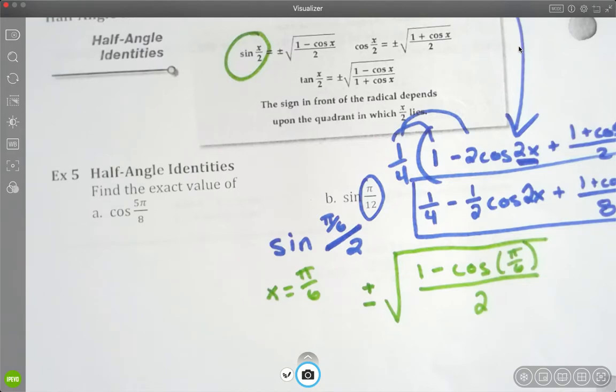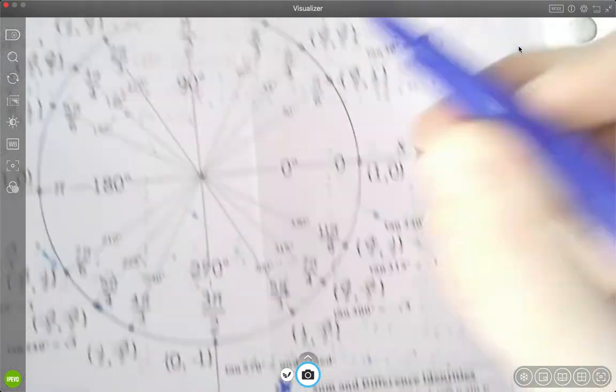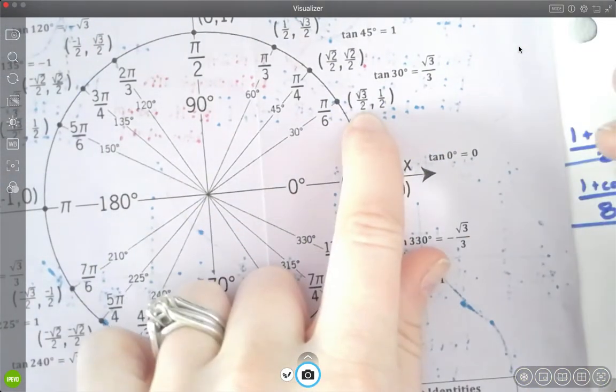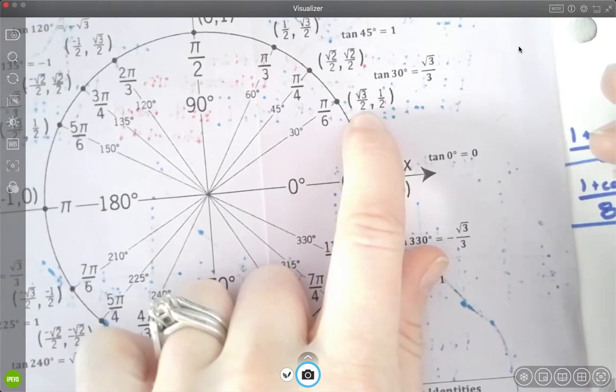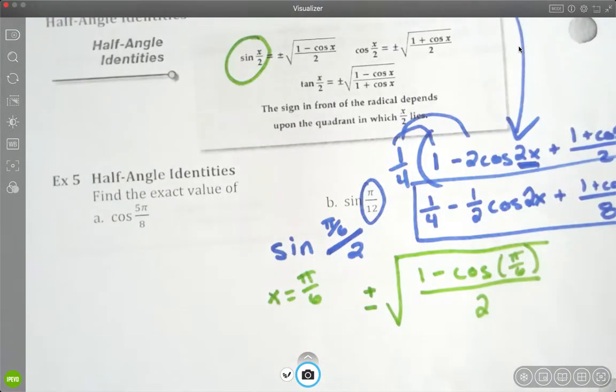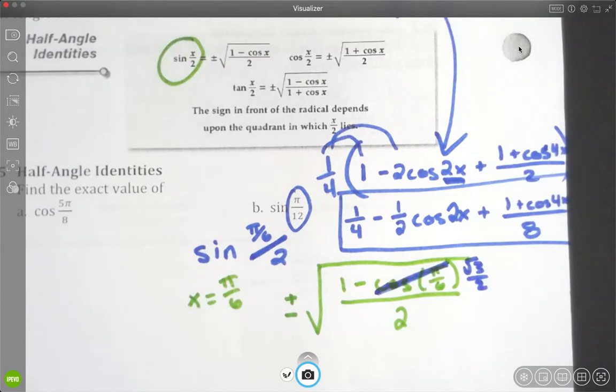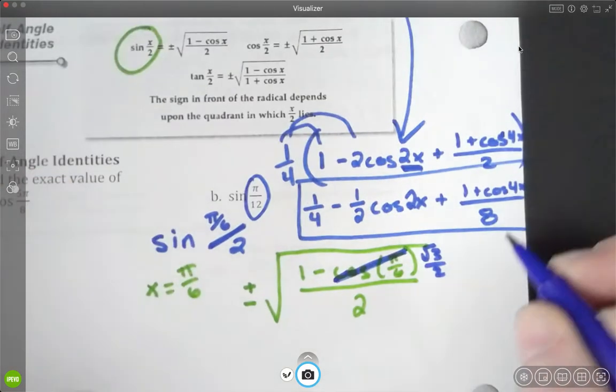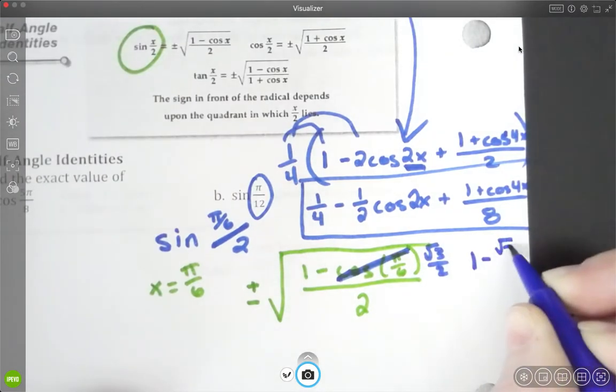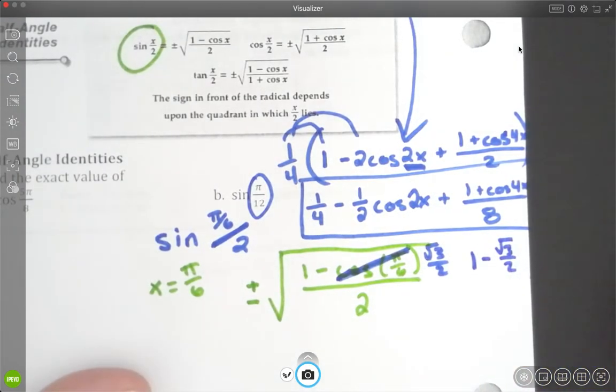Now, in this formula, I can figure out what cosine of pi over 6 is. Go to your unit circle. Pi over 6 is here. Cosine is square root of 3 over 2. So this thing gets knocked out, and this is equivalent to the square root of 3 over 2. Now on the top, I have 1 minus the square root of 3 over 2, and all over 2.